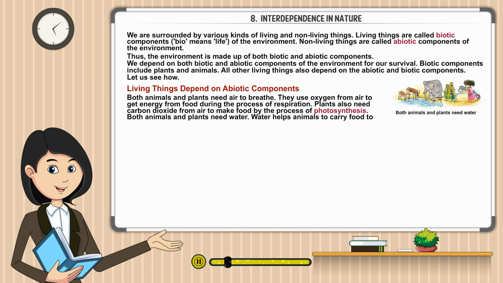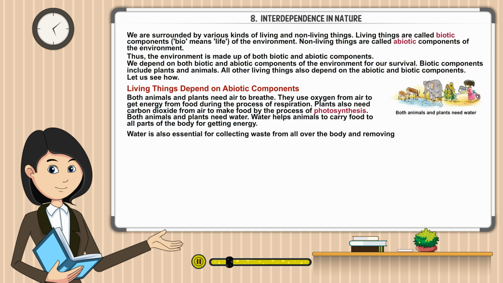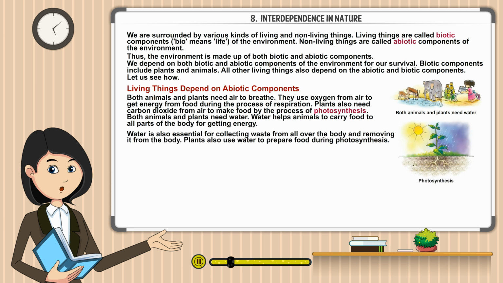Both animals and plants need water. Water helps animals to carry food to all parts of the body for getting energy. Water is also essential for collecting waste from all over the body and removing it from the body. Plants also use water to prepare food during photosynthesis. Plants absorb minerals dissolved in water through their roots.